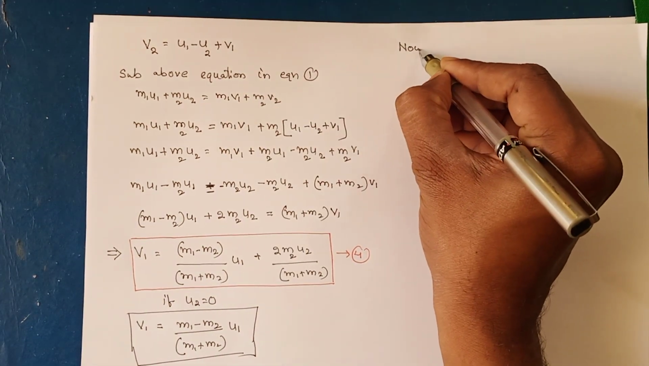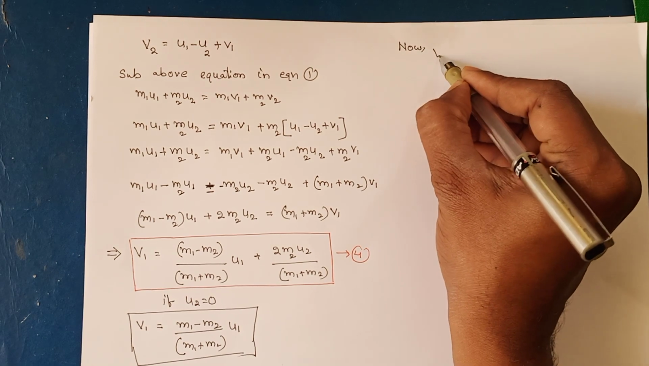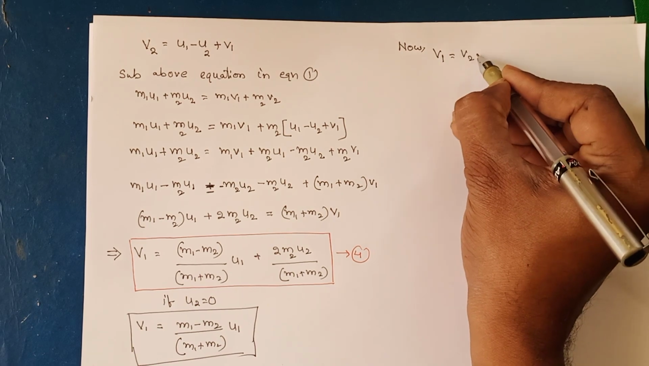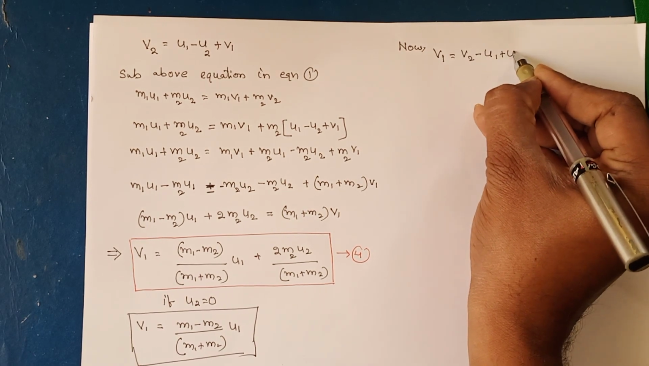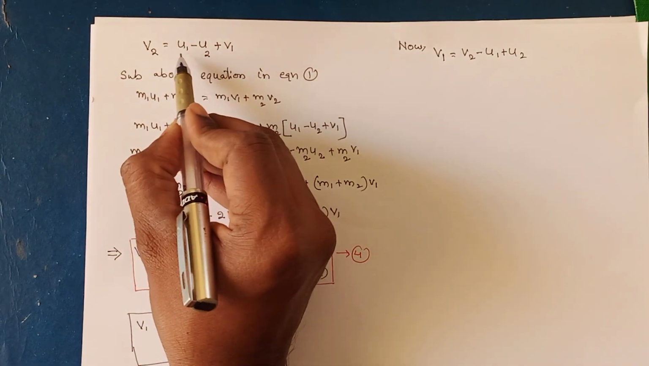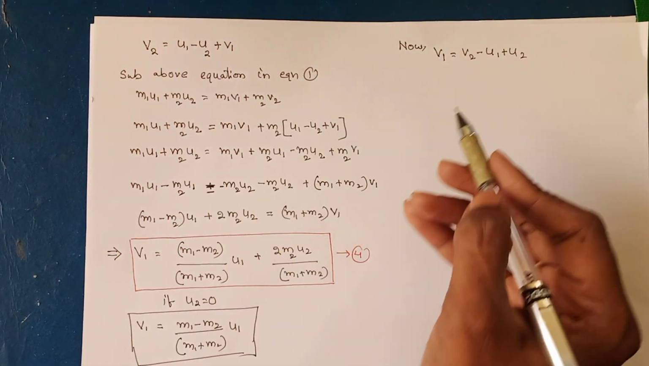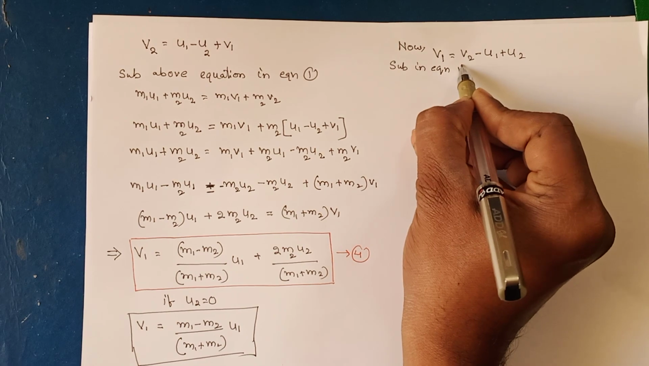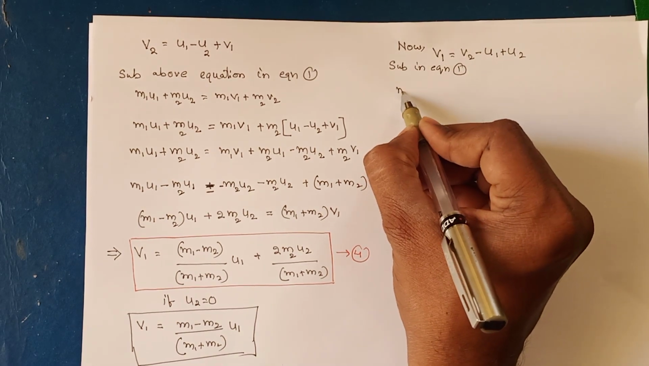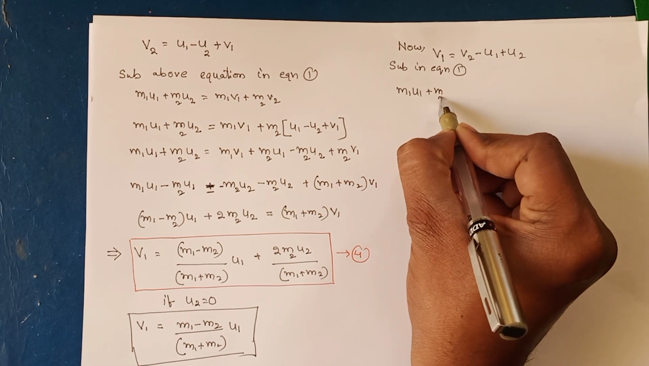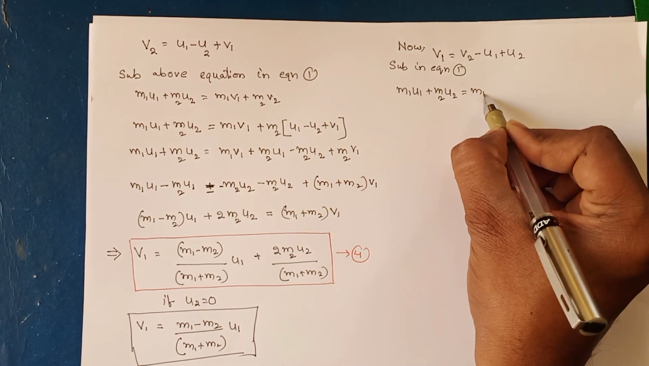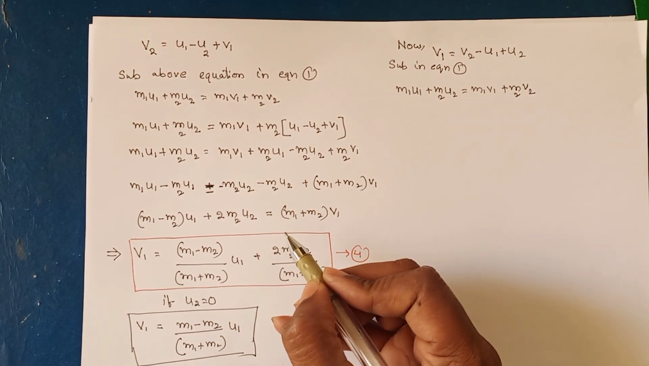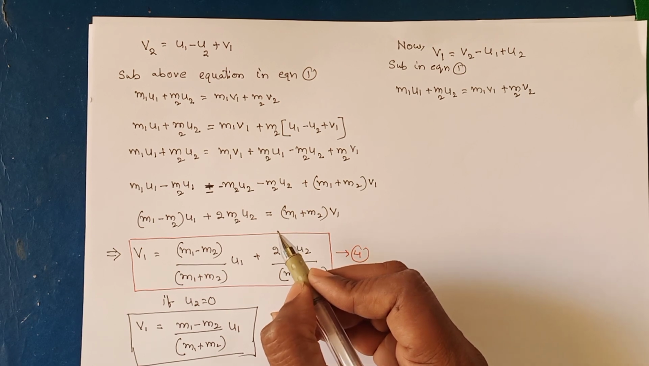Now from equation 3, v1 is v2 minus u1 plus u2. If you want v2, substitute this v1 in equation 1. How do you get it? Let's see what equation 1 is: m1 u1 plus m2 u2 is equal to m1 v1 plus m2 v2. Now we substitute v1 wherever v1 is there.